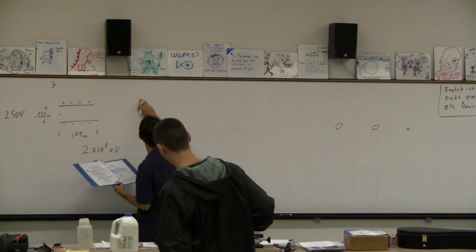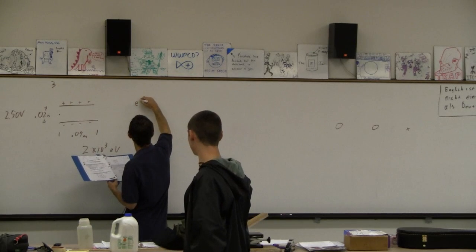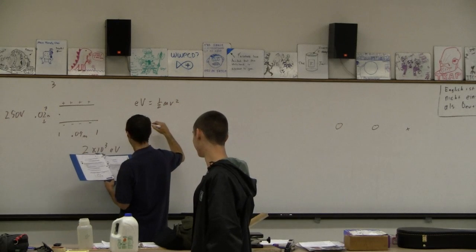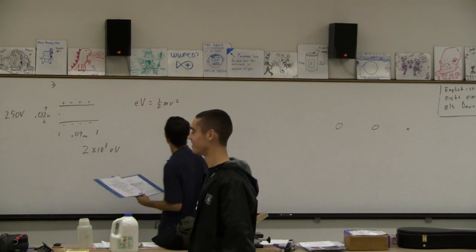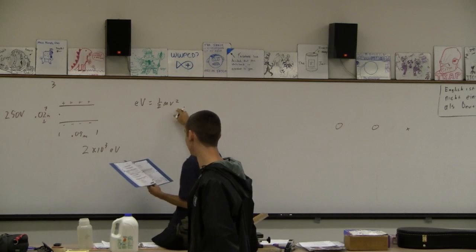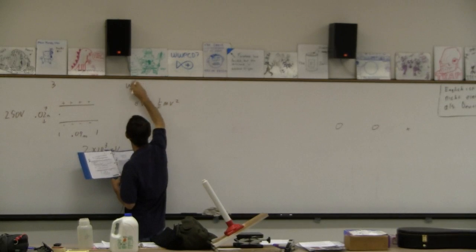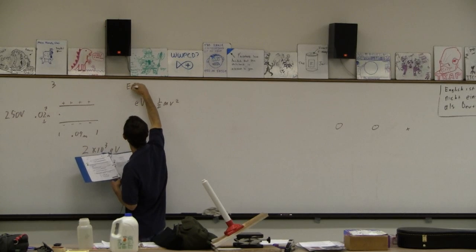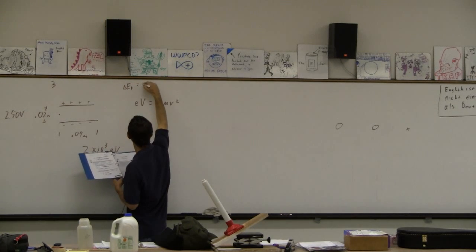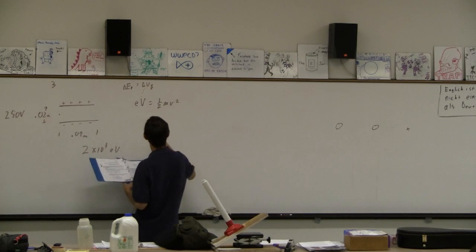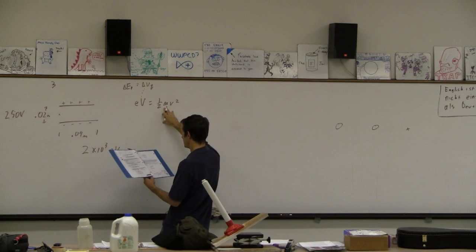For this one, we're going to use EV equals 1/2 mv squared. This is an actual formula in the data packet. It comes from work, or change in potential energy, which is change in voltage times charge. And then this is just, of course, kinetic energy.